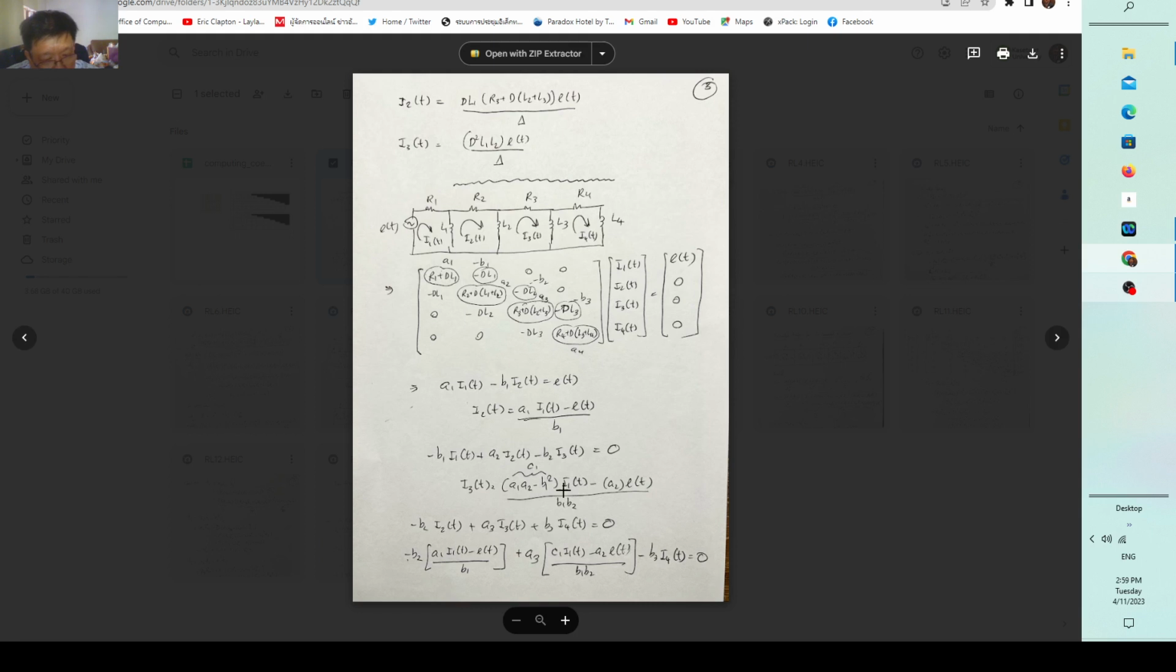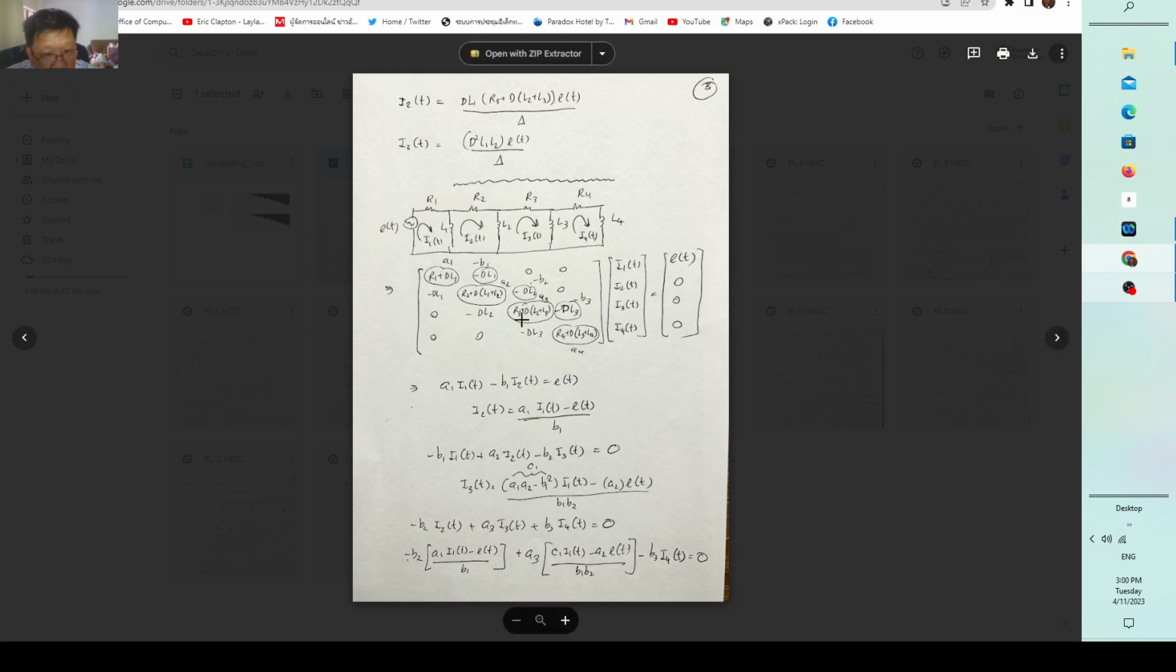So now you can write I sub 3t in terms of I sub 1 and e sub t, all divided by b sub 1 times b sub 2. Before moving on, I'm trying not to make the formula too complicated, so I'm going to substitute the term a sub 1 times a sub 2 minus b sub 1 square as c sub 1. So now I sub 3t is c sub 1 times I sub 1t minus a sub 2 e t.